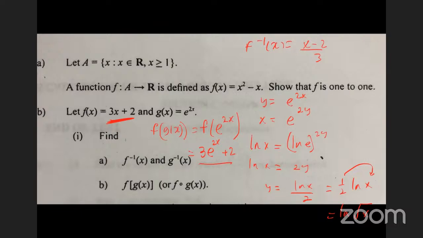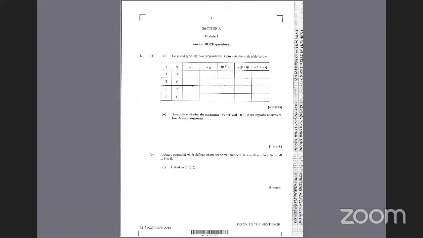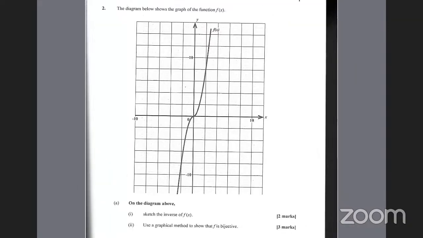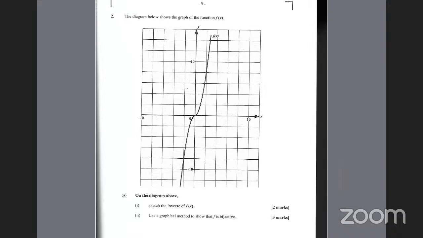I'll share it in the group as well. I want you all to look at it. You could probably write on it with your phone, with your finger or something, right? Take a picture of it now. I'm going to share it in the group. 2018, number 2.